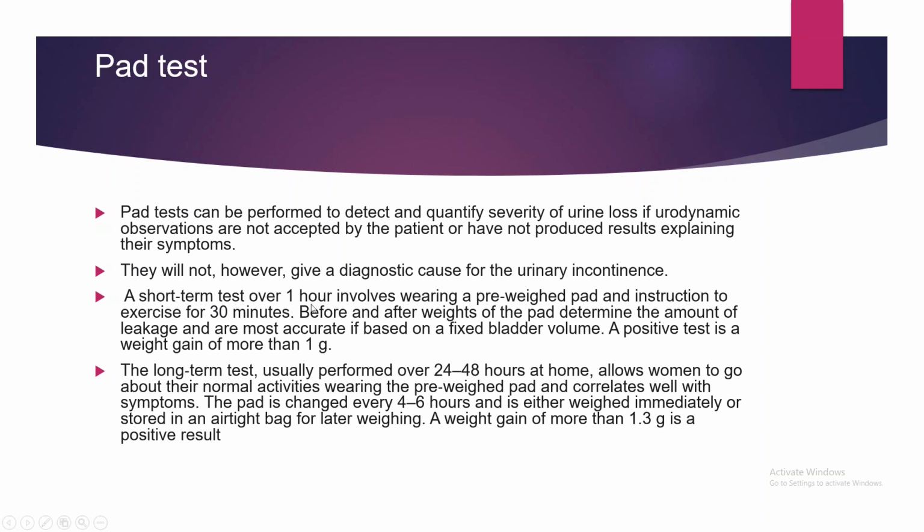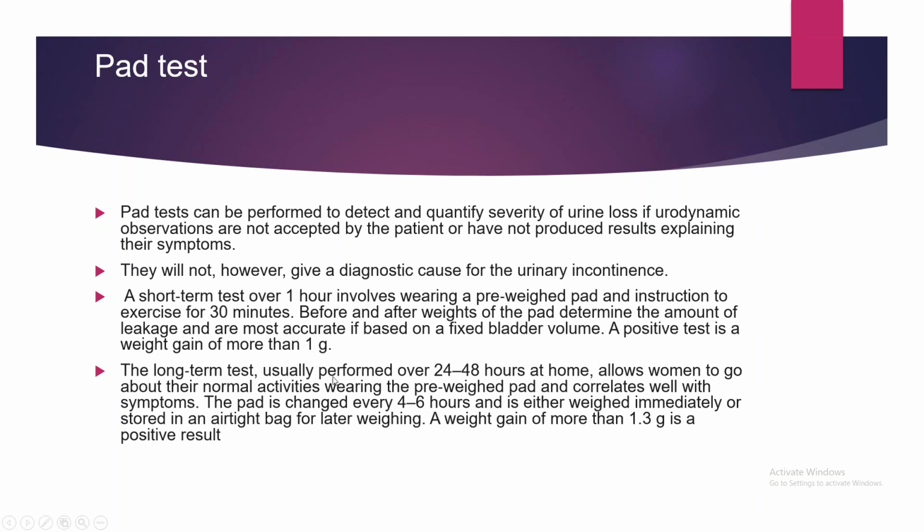Usually, it is a short-term test over 1 hour, which involves wearing a pre-weighed pad. So first you have to give a pad to the patient, which has been weighed previously, and then ask the patient to exercise for 30 minutes. And the before and after weight of the pads will determine whether leakage is there. Okay, and it is usually most accurate if based on a fixed bladder volume. So a positive test is weight change of more than 1 gram. See, it is 1 gram. Okay, if there is any change of more than 1 gram, it is a positive pad test. It is during 1 hour, the patient is asked to exercise for 30 minutes and weight change is observed.